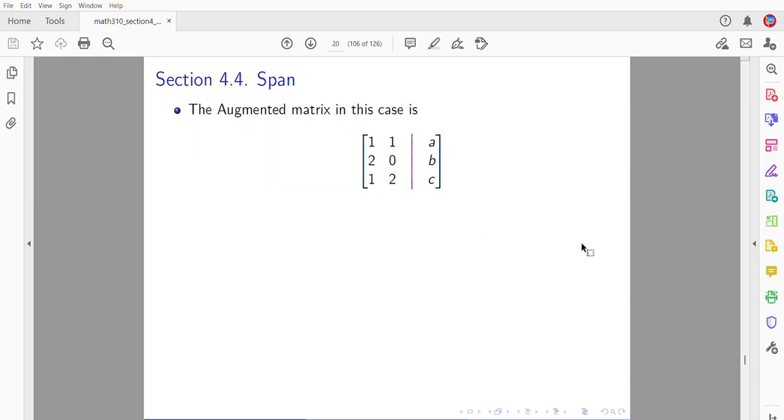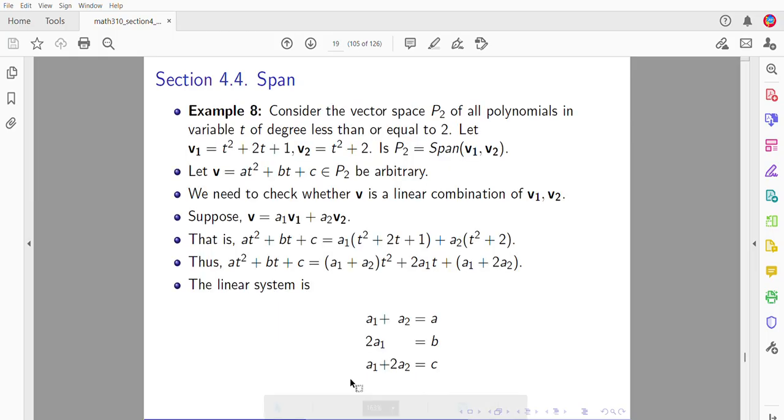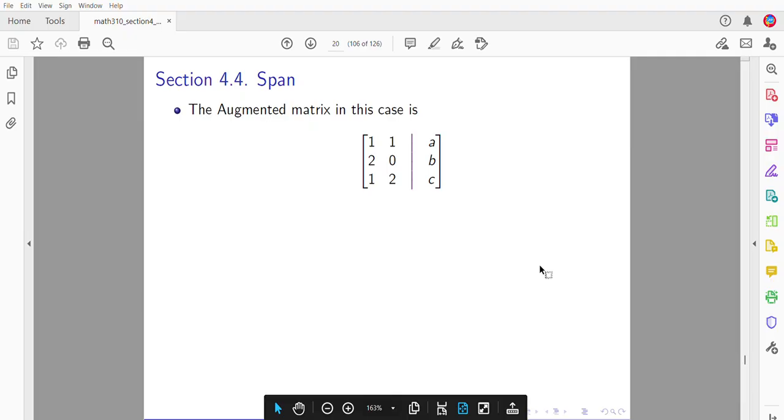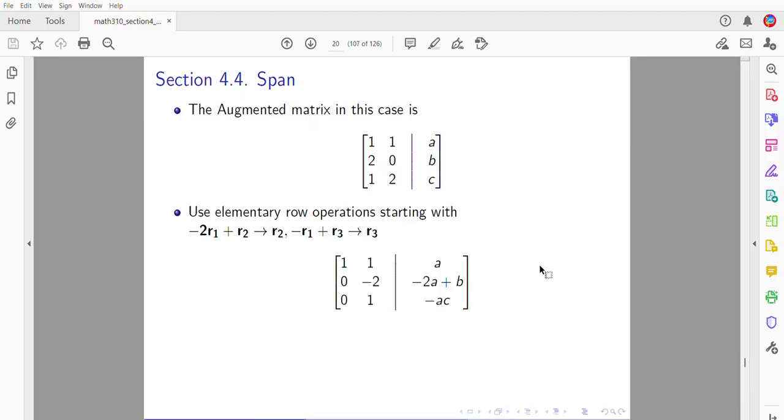Which gives you an augmented matrix here. 1, 1, a; 2, 0, b; and 1, 2, c. All right. Which tells us what? We now start doing row operations to get 0 below the 1. Negative 2 row 1 plus row 2 is the new row 2. And negative row 1 plus row 3 is the new row 3. So you're getting zeros here and things change here.